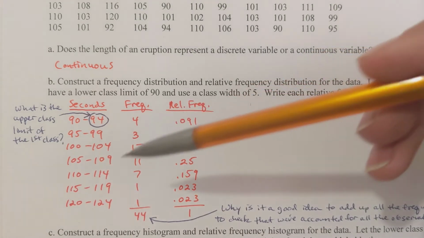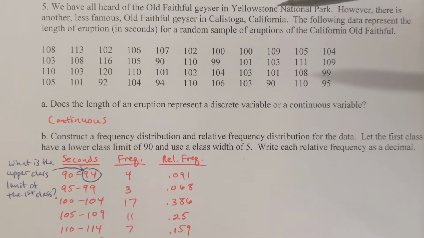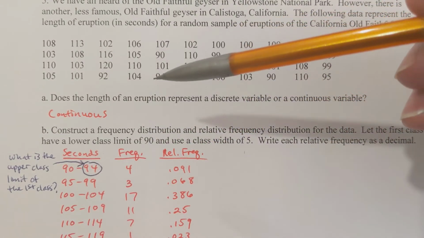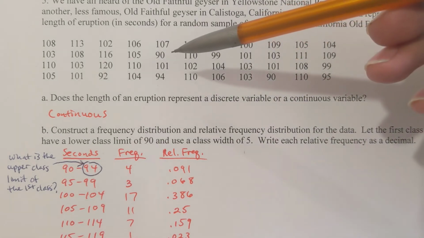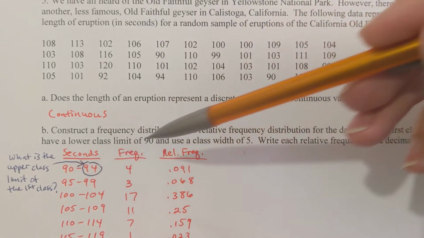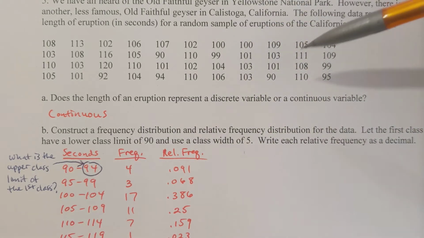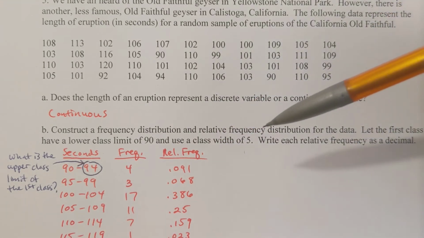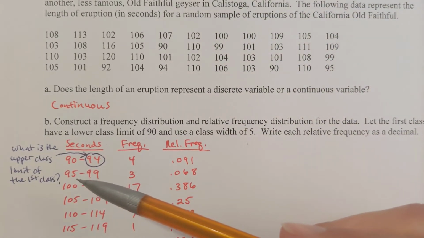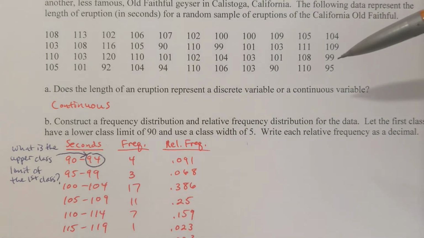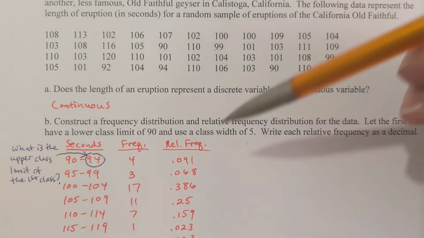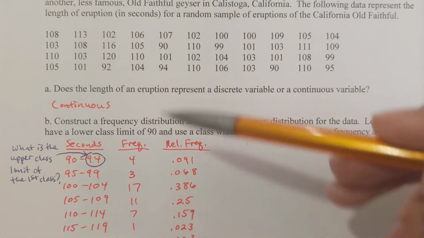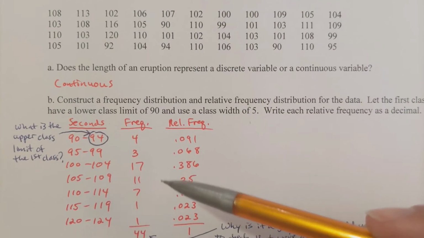And then I want to get the frequencies. I just count up the number of times that I see an eruption time in the range of 90 to 94. There's 1, 2, 3, 4. So I write a frequency of 4. Then I move on to the next class, 95 to 99. There's 1, 2, 3. And then I keep going. So for 100 to 104, there would be 17 numbers listed in the data set, etc.